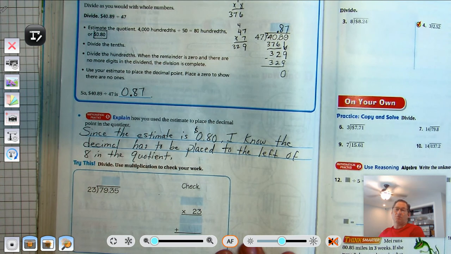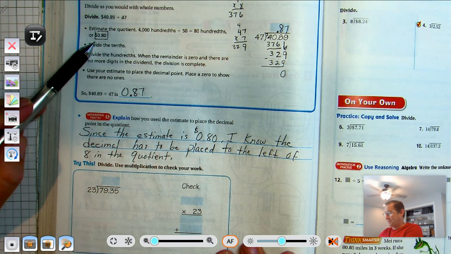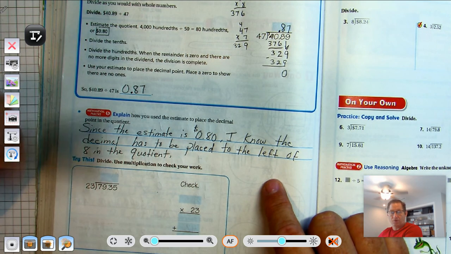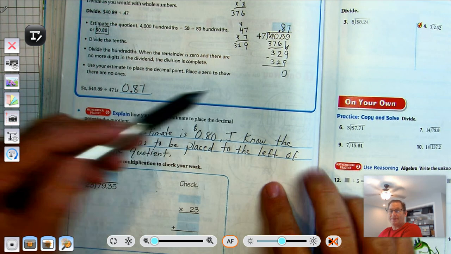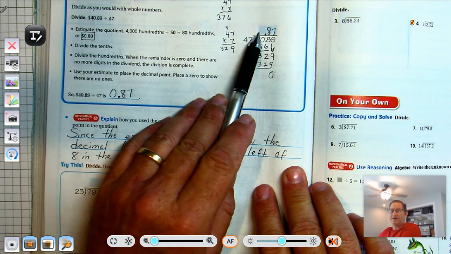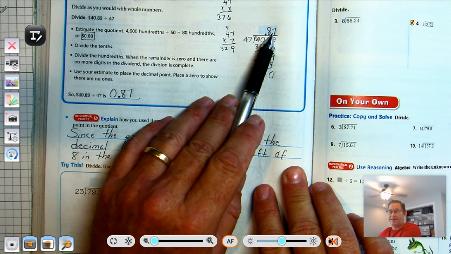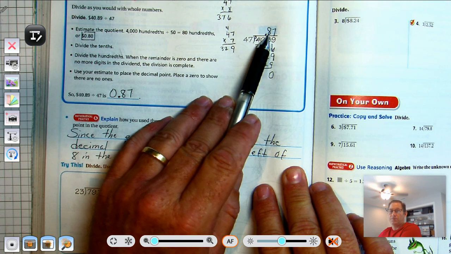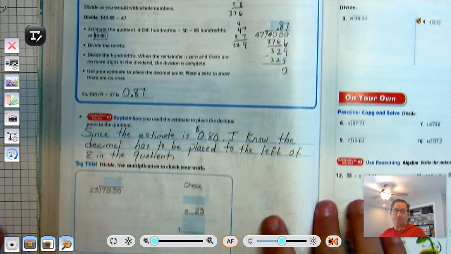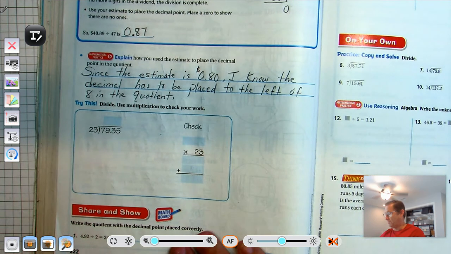Okay. So remember, our estimate was 80 cents. So if our estimate is 80 cents, or less than 1 whole, right? We know that the decimal point in our answer has to be to the left of the 8. It can't be to the right of the 8 because that would be 8 wholes. And we know that our answer is not even 1. So it's got to go to the left.